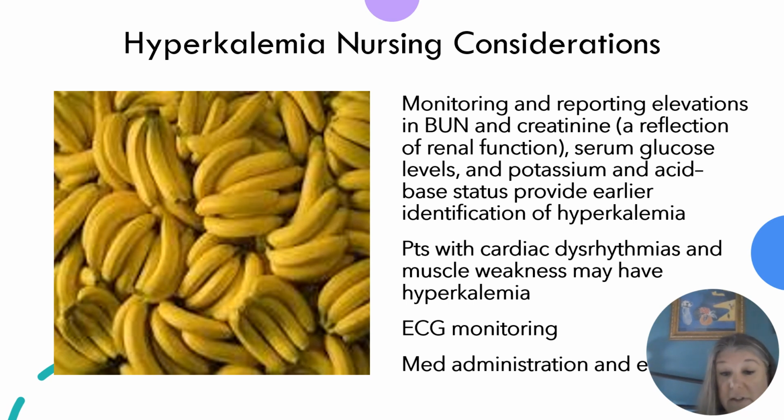So our nursing considerations: monitoring and reporting elevations in the BUN and creatinine, because that clues us into renal function. And don't forget, 80% of our potassium is lost through the renal system. So if our kidneys are not functioning correctly, we may be holding on to this potassium, which may be too much for us. Serum glucose levels can be related to hyperkalemia. Acid-base status also. Patients with cardiac dysrhythmias and muscle weakness may have hyperkalemia. We're going to want to monitor that.